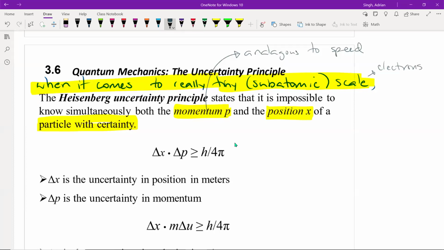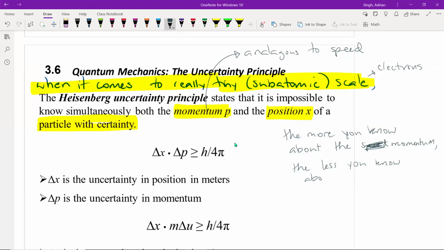Okay, so what that means is the more you know about one thing, the more certain you are about, let's say, the position or the speed, or the momentum, let's use the correct term, the less you know about the position. That's the other term. And then vice versa as well. So the more you know about the position, the less you know about the momentum. So you know more about one at the expense of the other.